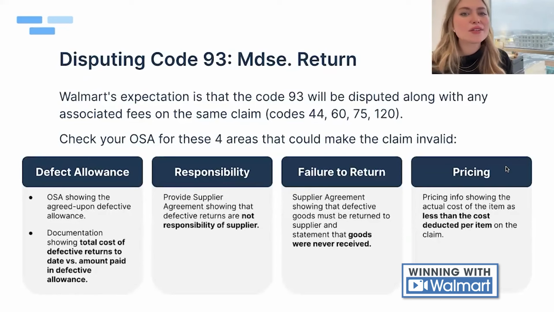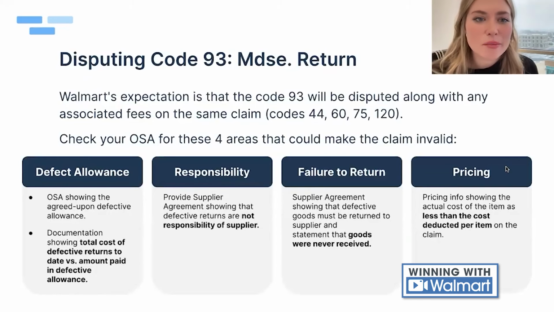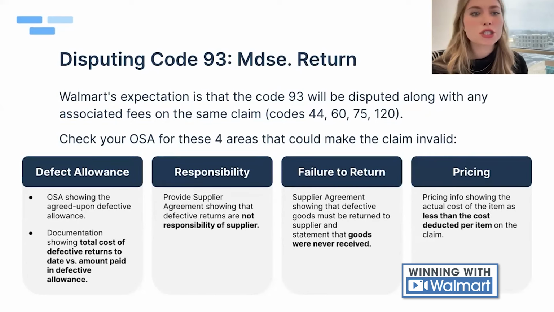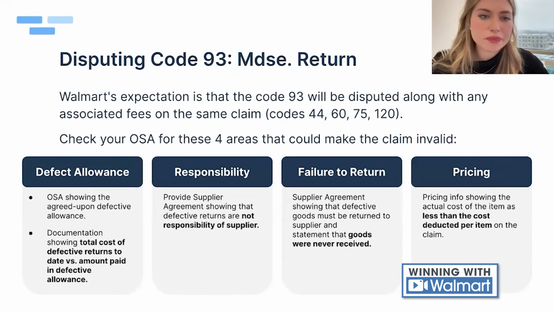Awesome. Okay, how do you dispute a code 93? This is going to be that merchandise return. The fun thing about code 93s is that it also comes with a whole bunch of other codes, so we're looking at code 44, 60, 75, and 120. You're going to check your online supplier agreement for each of these 4 areas that can make the claim invalid. So you're going to be disputing 5 codes if this is incorrect, but we suggest that you check each of these errors before you do any of that disputing.